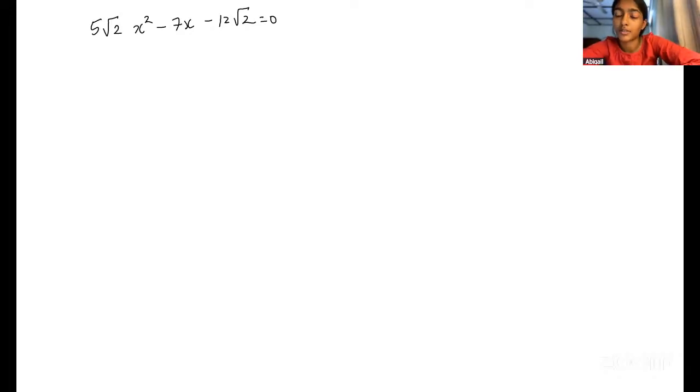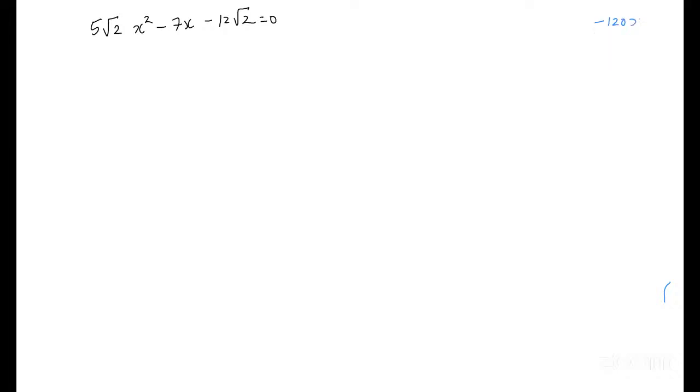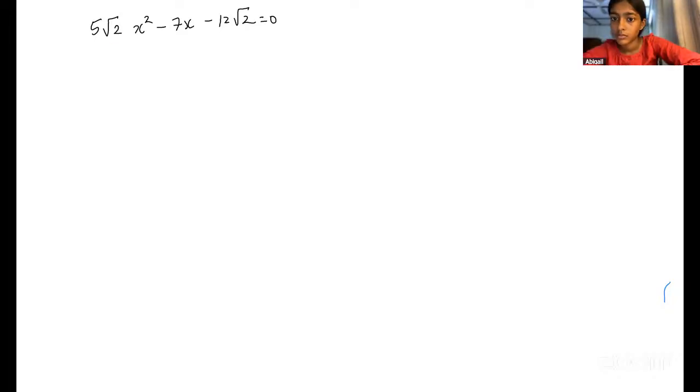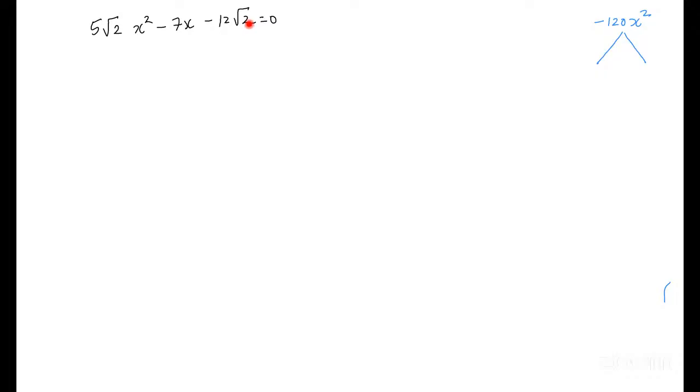Okay, so basically, what is the first step of middle term splitting? To find two things that multiply to the first and last term. So when you multiply, tell me what is the answer? It's minus 120x squared. Now, everyone, please listen. Root 2 into root 2 becomes 2. And 12 into 5 is 60. So 60 into 2 is 120.